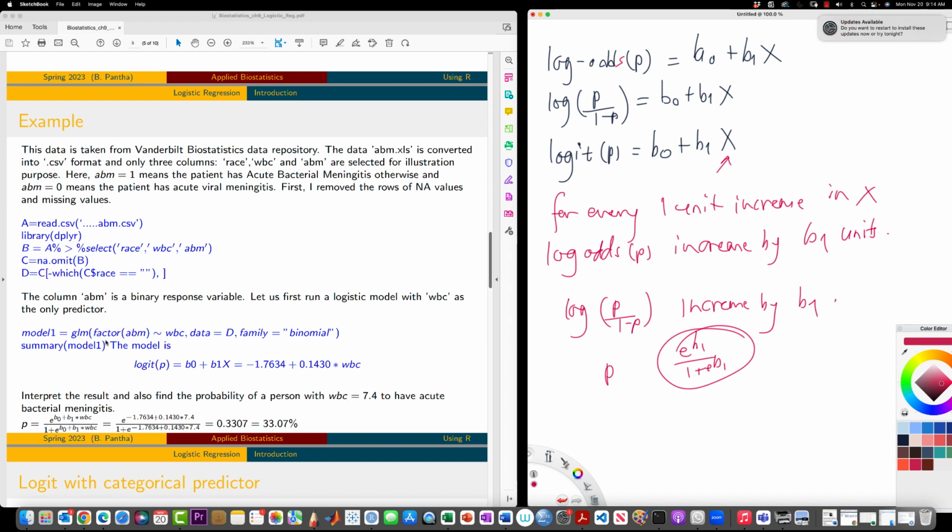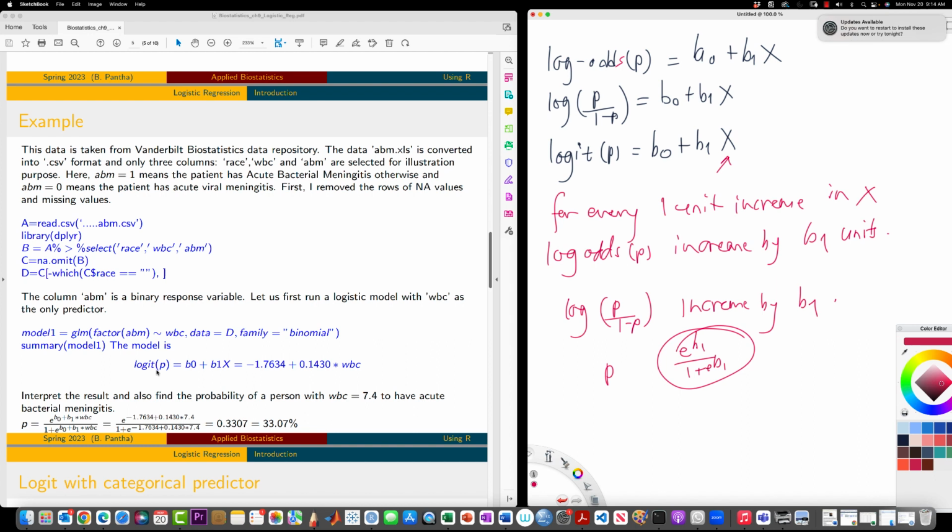Again, the Y variable is categorical, that's why we are writing factor ABM. The ABM column in this data set has 0 and 1 values, so R may consider it numerical, which is why we told R that it is a factor. Then tilde WBC, data equals D, and family is binomial. So this is the model you will be getting.